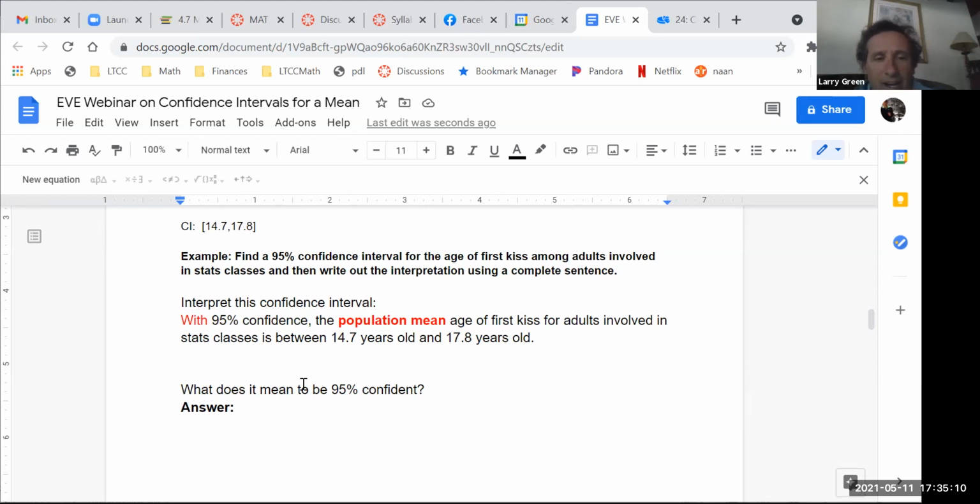I like to look at these confidence intervals as being winners or losers. So we have our confidence interval from 14.7 to 17.8. It's a winner if that confidence interval actually did contain the true population mean. That means what you said was actually what you wanted. Whereas if it didn't, if the population mean age of first kiss turned out to be, say, 14.2, that means you misled everyone. Does that make sense?